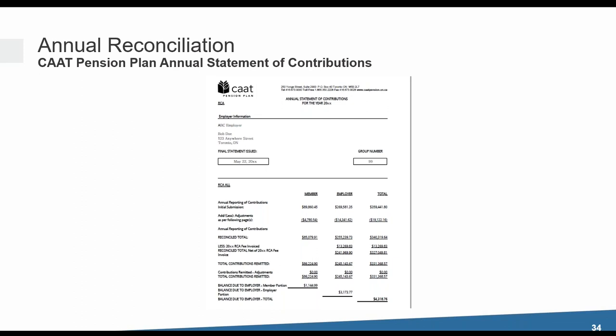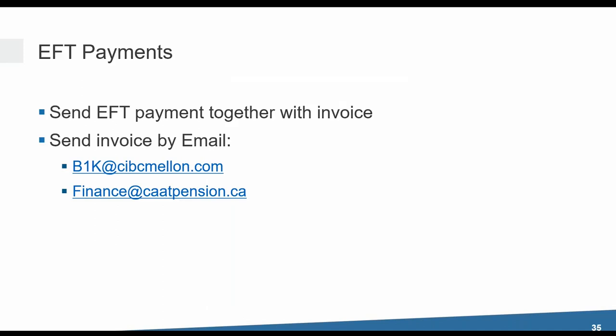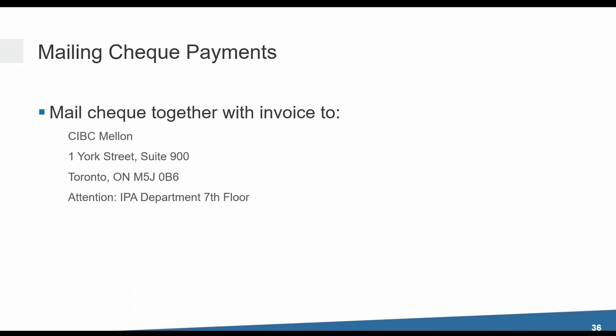If there is a balance owing to the CAT RCA or RPP, please remit it directly to CIBC Mellon. If you are sending payment by EFT, please send payment to CIBC Mellon in your regular fashion. At the same time that you're submitting your payment, you should also send the invoice to CIBC Mellon and CAT Finance via email. The email information is listed on this slide. If you're sending payment by check, please send the check along with the invoice to CIBC Mellon in your regular fashion. The address information is shown on the slide.